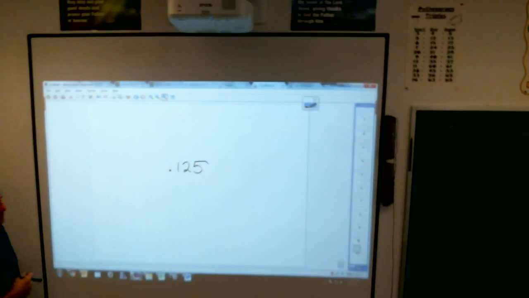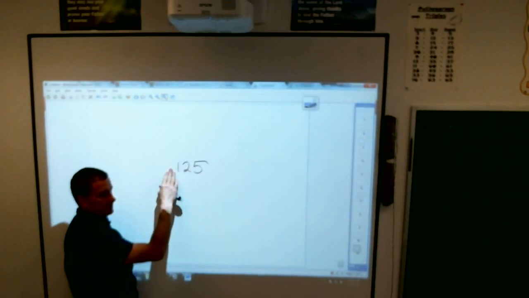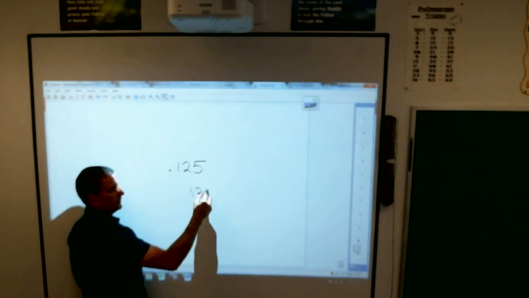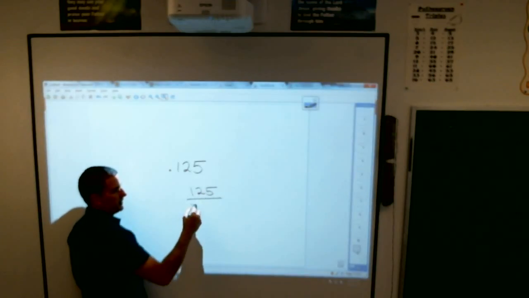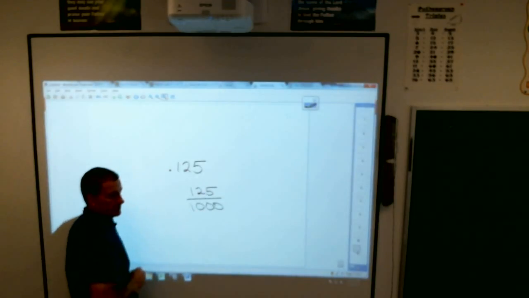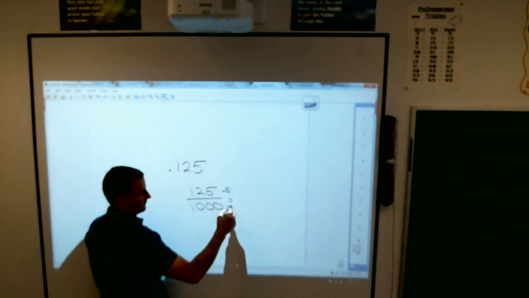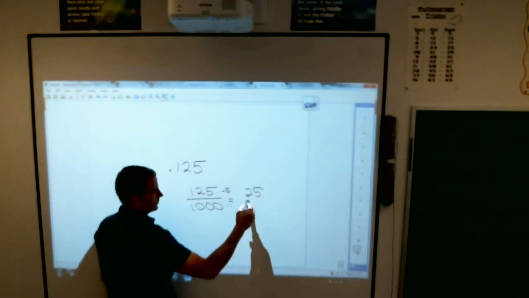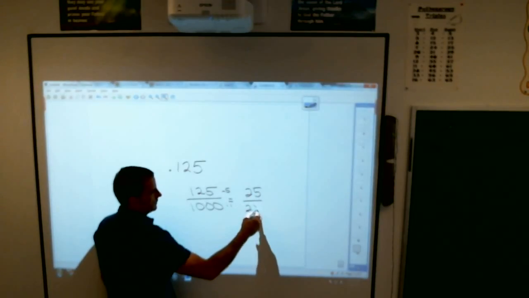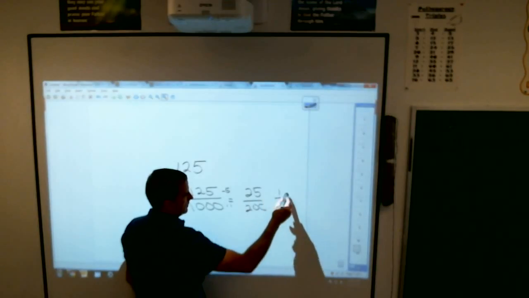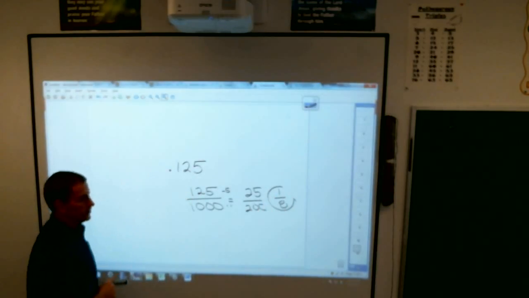What places, how do you say that? Take away the decimal, it's 125. What place is that in? Tens, hundreds? Thousands. So you write it out as a fraction, it's 125 1,000ths. Okay, and if you reduce that, divide them both by 5, you get 25 over 200 on the bottom. 25 goes into both of those. So you end up with 1/8, that's a fraction.